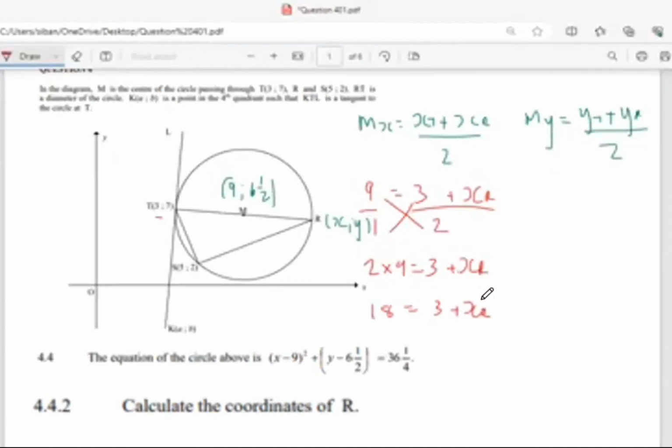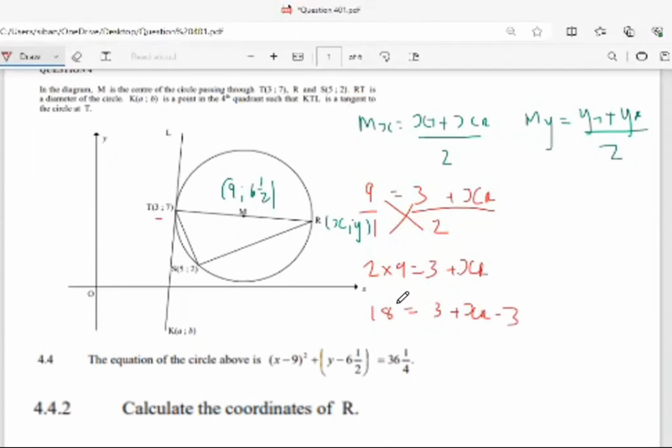I want the X coordinate of R on its own, so I will have to get rid of that 3. To do that, I will minus 3 on both sides. So 18 minus 3 will give me 15. And then I'll be left with the X coordinate of R, which is 15.